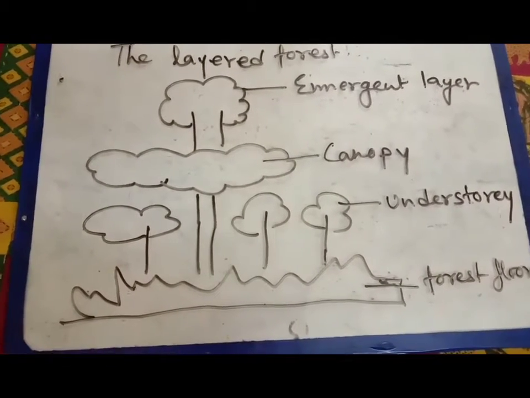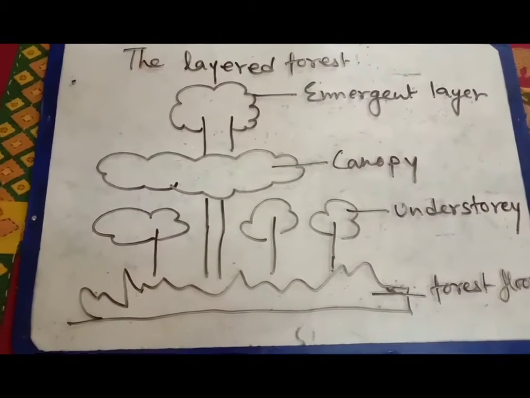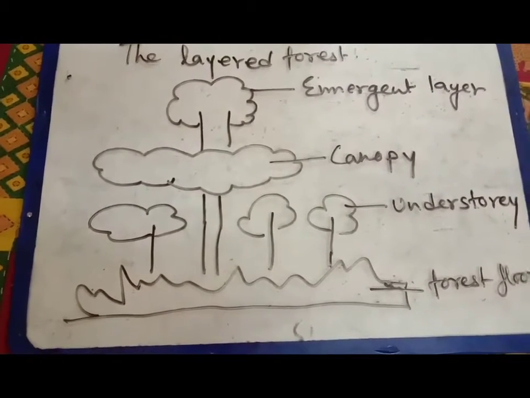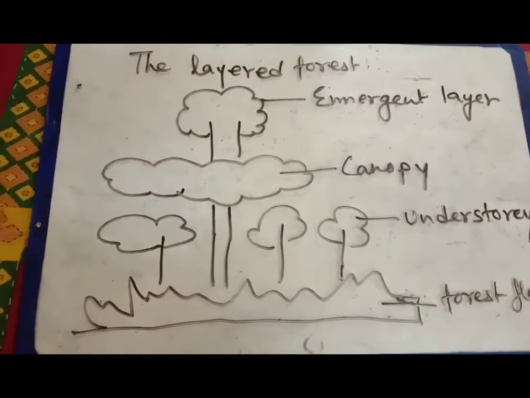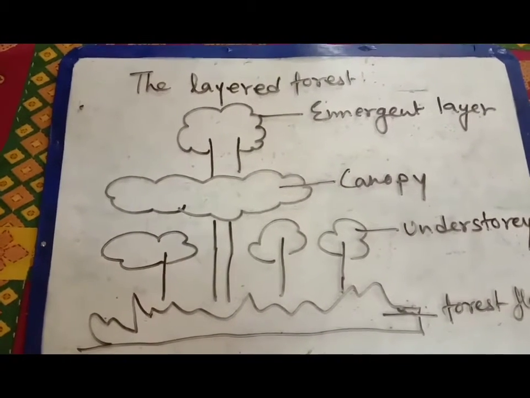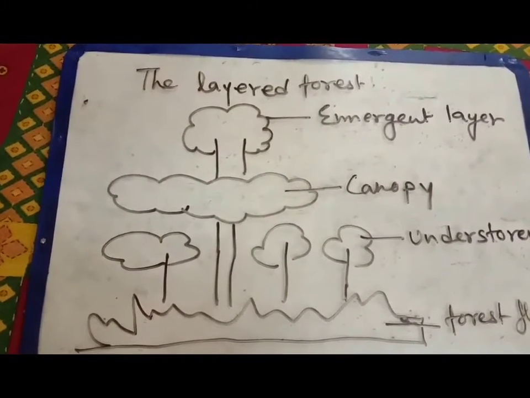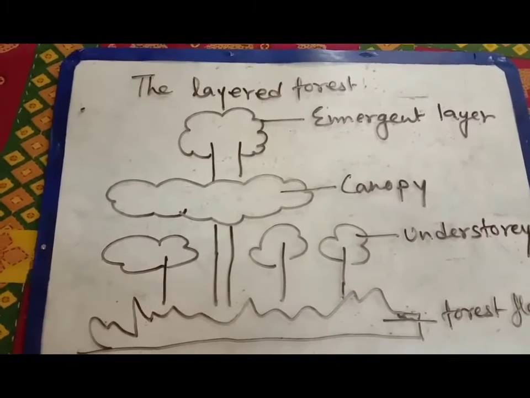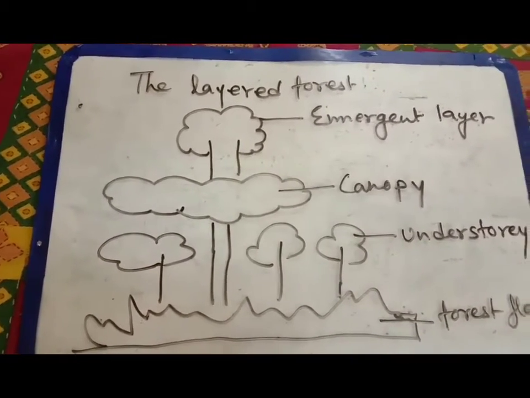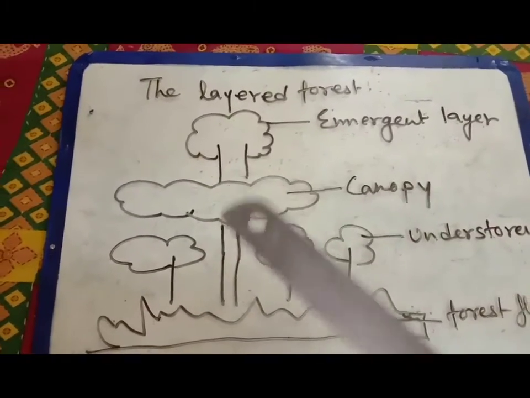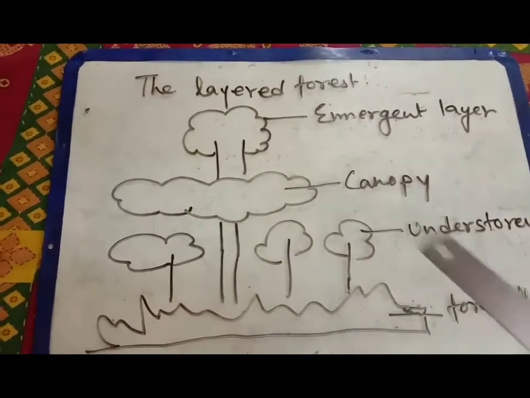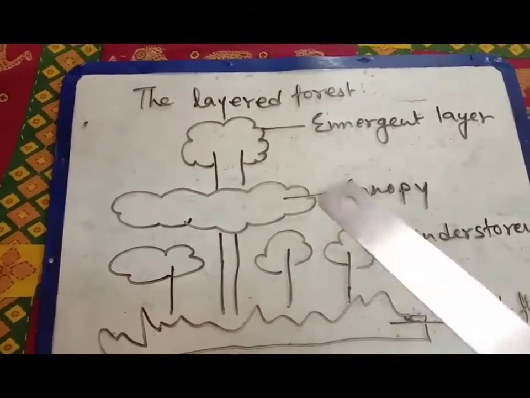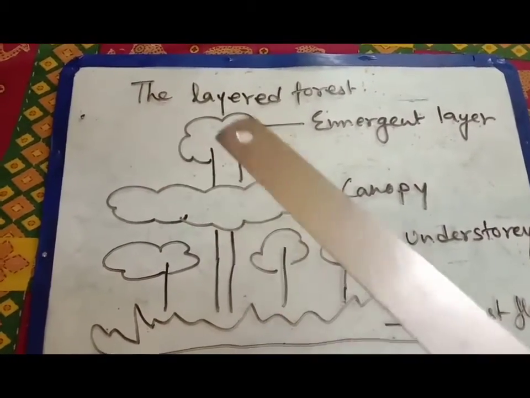In the equatorial region, which is from 0 degree to 10 degree north and south, we can see lots and lots of trees. So basically it is filled up with forest. Now you can see here I have written the layered forest.